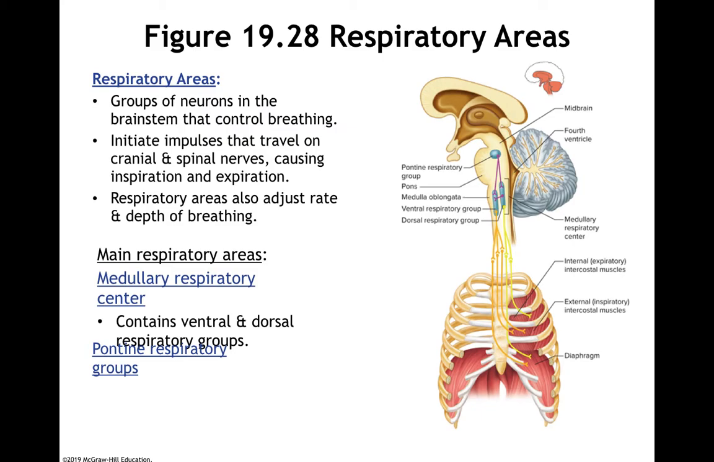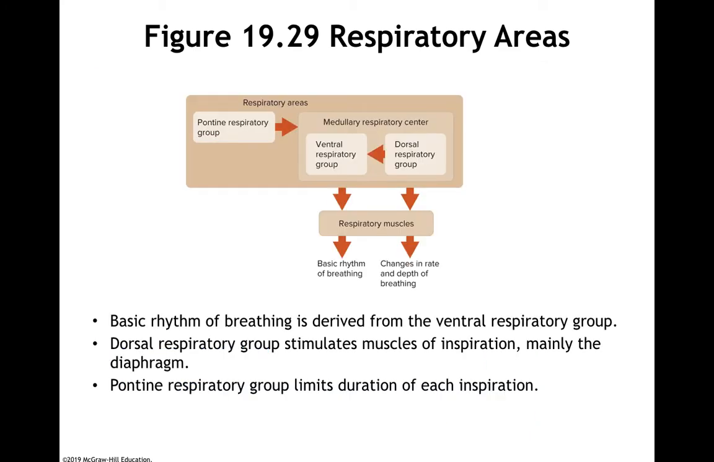The major ones include the medullary respiratory centers and the pontine respiratory group. The basic rhythm of breathing is derived from the ventral respiratory group. The dorsal respiratory group stimulates the muscles of inspiration, primarily the diaphragm, while the pontine respiratory group limits the duration of inspiration.